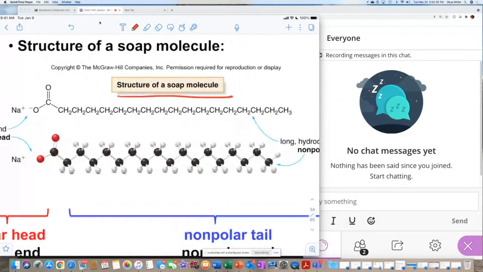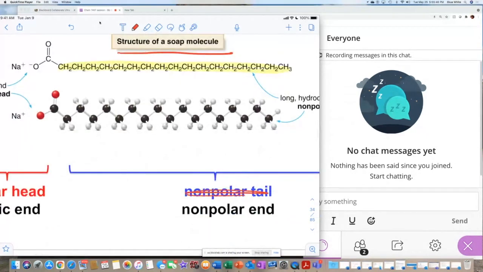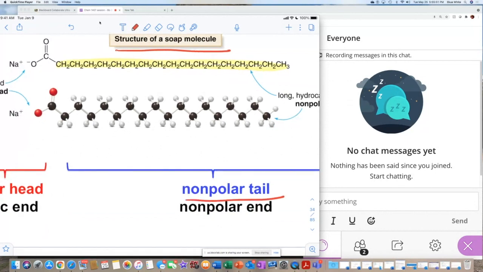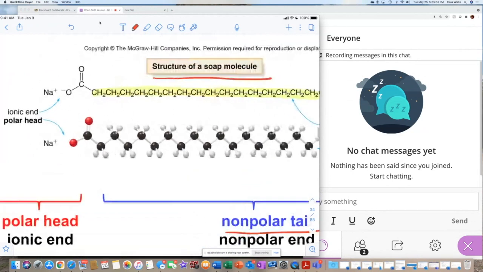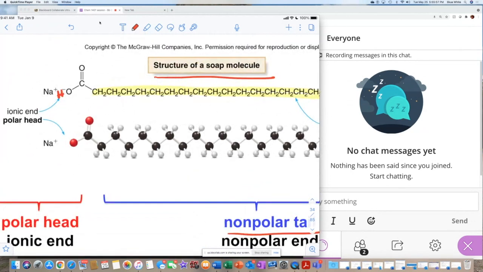So imagine, right? Let me zoom this part in. Look at this whole part here. This is oil, nonpolar, oil-like behavior. And so this is called the nonpolar tail or nonpolar end of soap. And then this used to be a carboxylic acid. You see that it got reacted to be made into a salt, right?